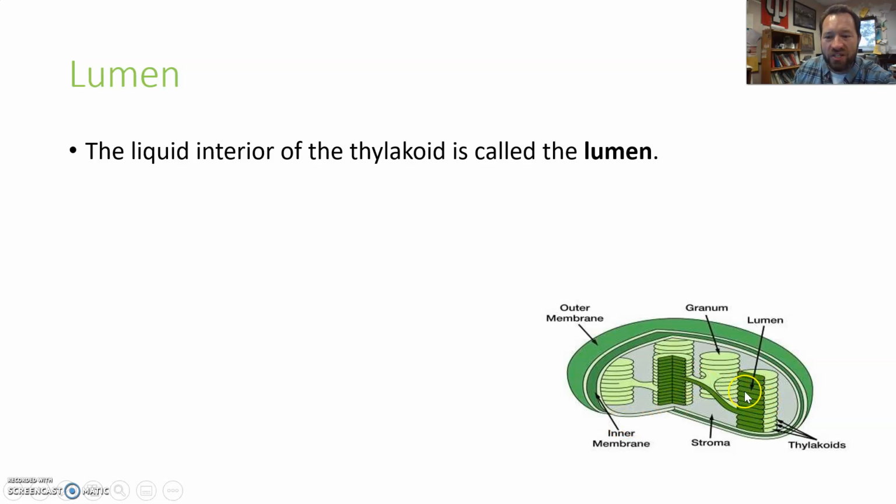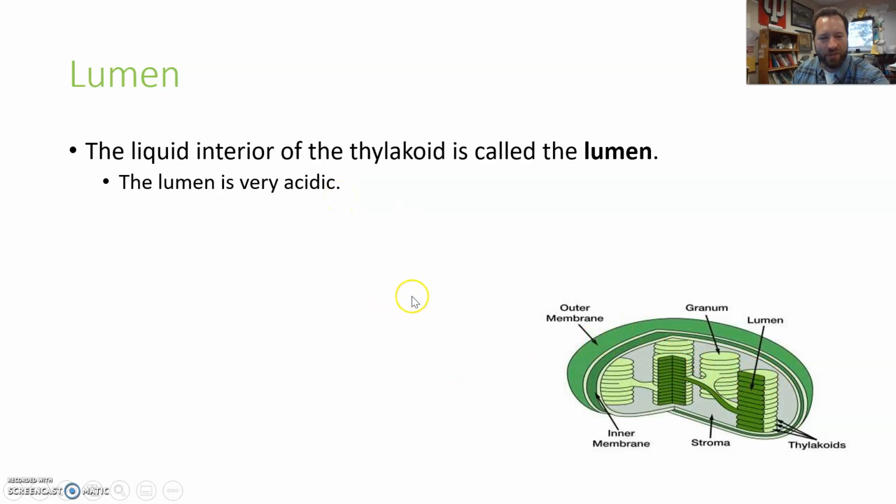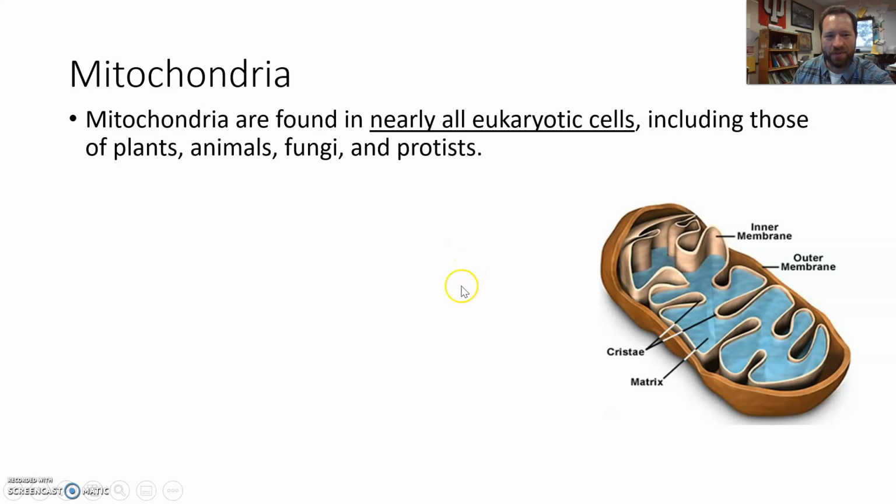There is a liquid interior inside of these thylakoids. You kind of see it here. We've got a granum cut in half, so we can see inside of it. And the liquid interior is called the lumen. The lumen is very, very acidic. Why is it important? Well, it drives the light-dependent reactions. So we'll take a look at that again when we get to photosynthesis in a couple of chapters here. All right, so that does it for the chloroplast.